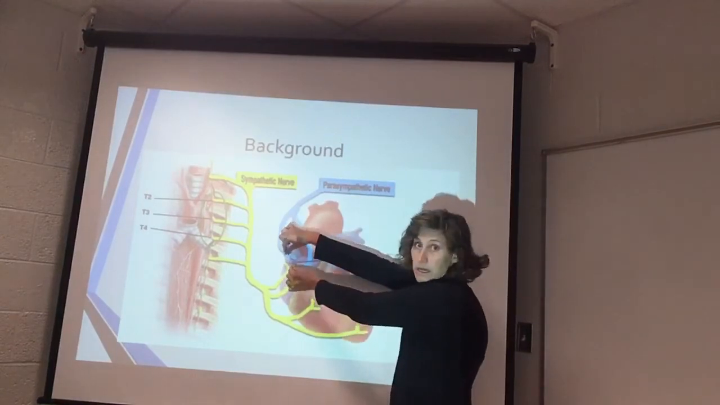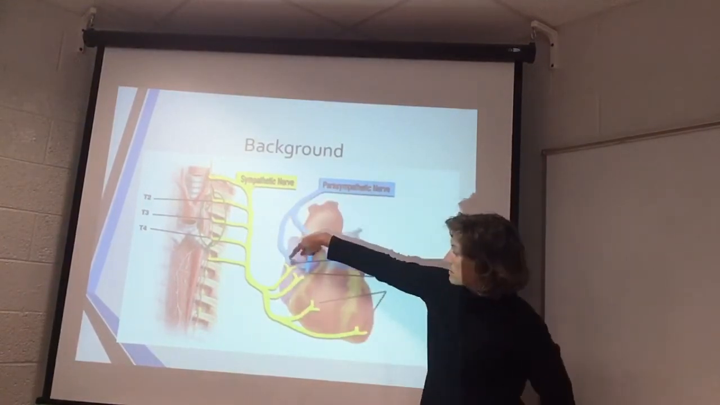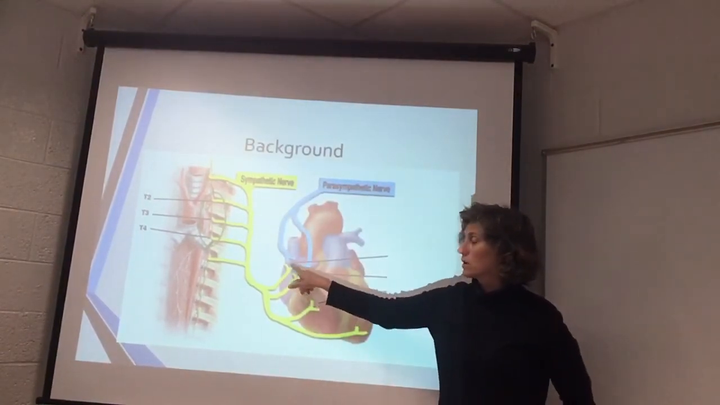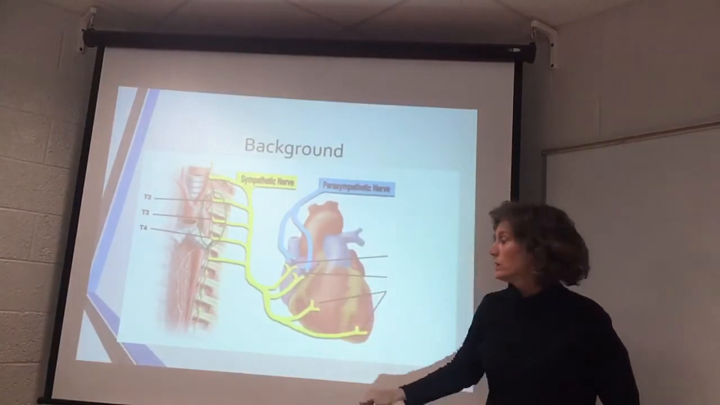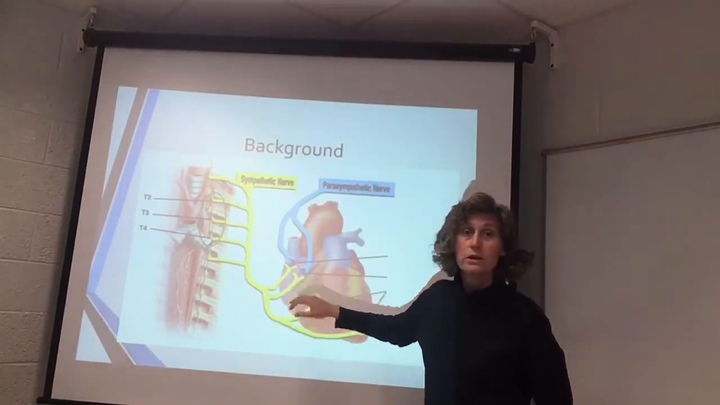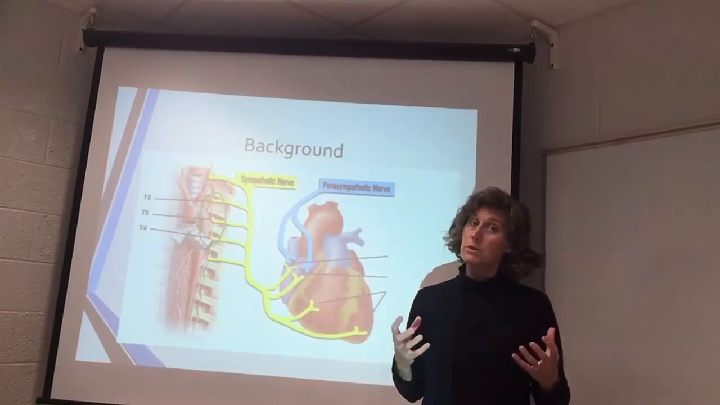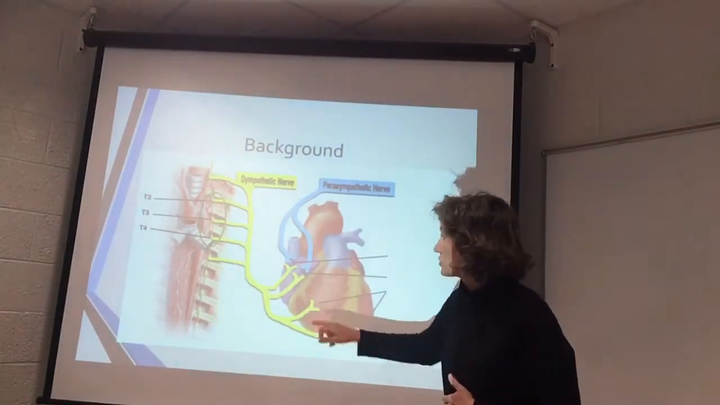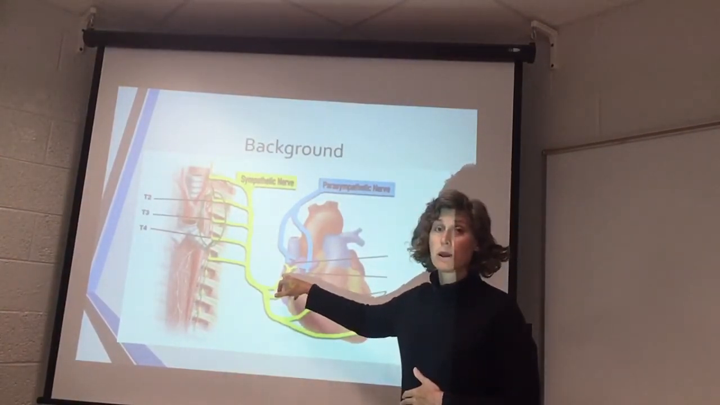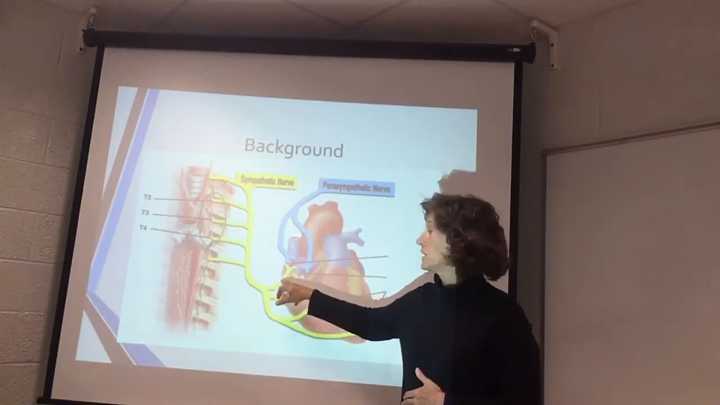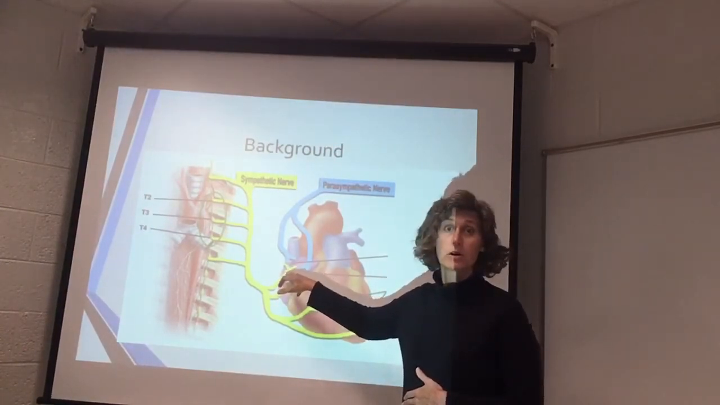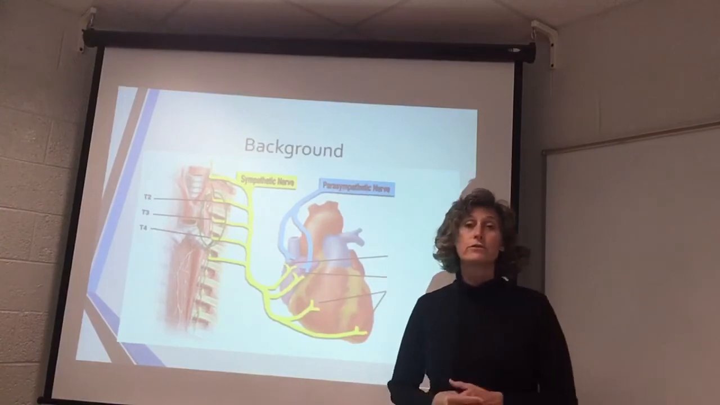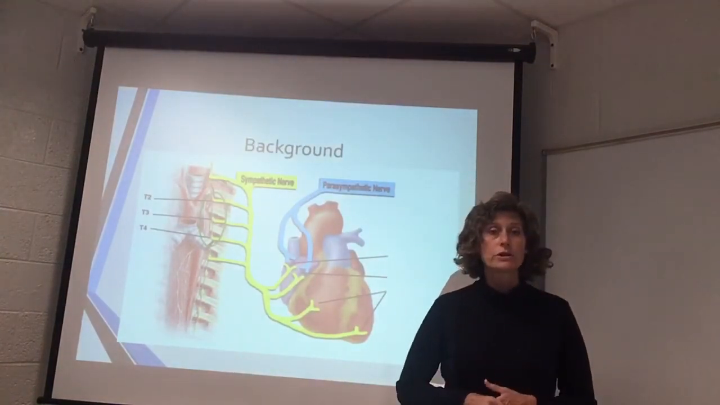Somewhat equally, they innervate, if you can remember these various portions of the heart, the sinoatrial node and the AV node here. So both the sympathetic and the parasympathetic have control over that sinoatrial node, this SA node, which is the pacemaker of the heart. So they both have an influence on the pace at which the heart is beating.